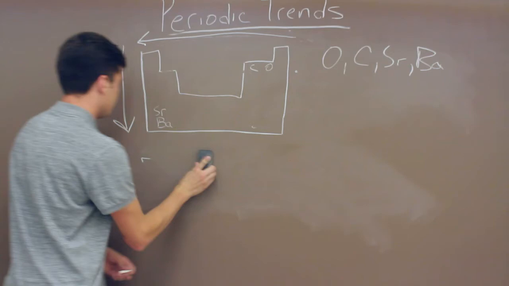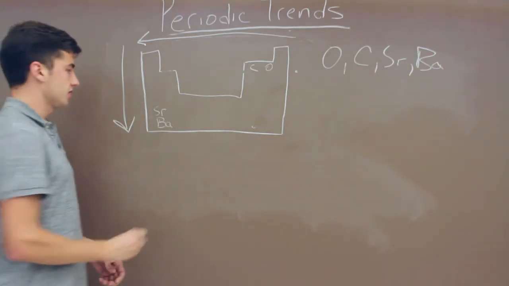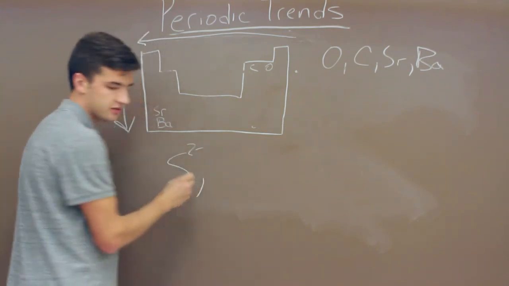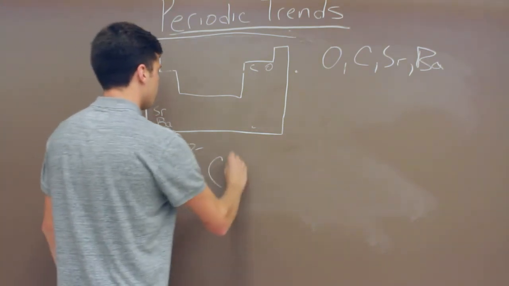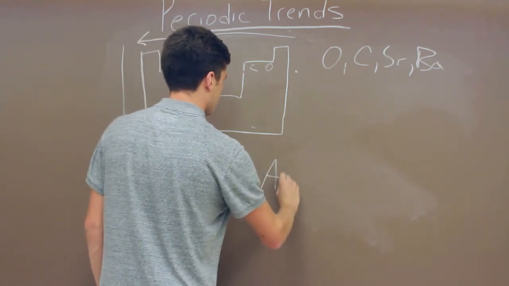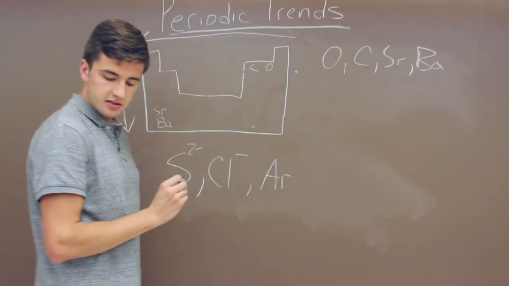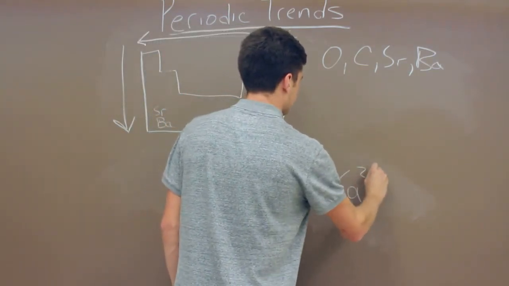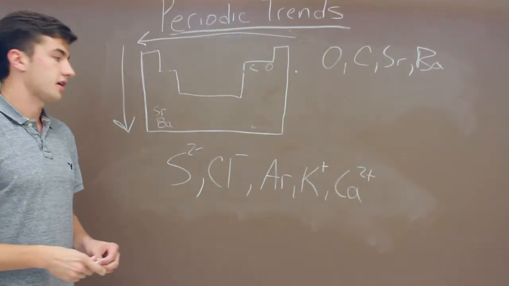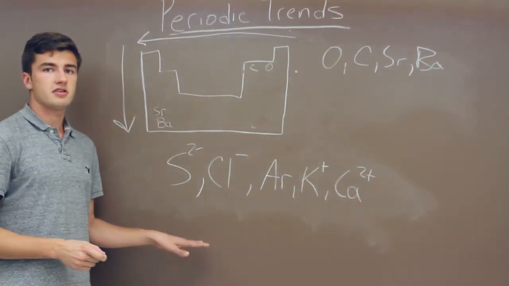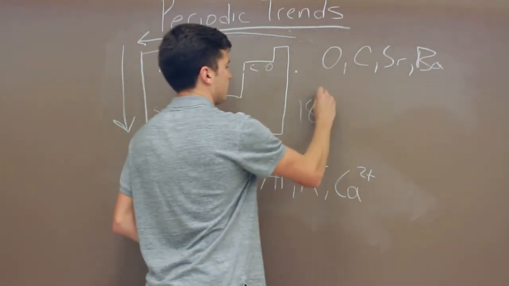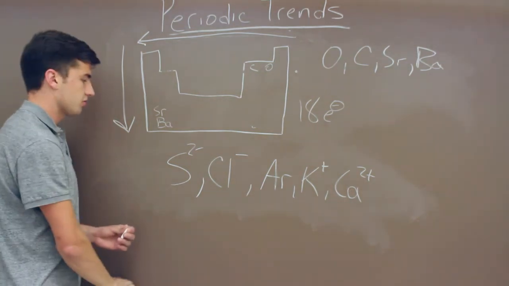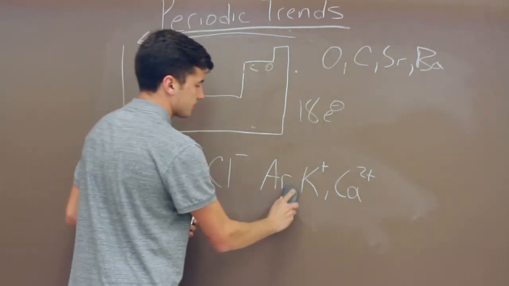Another way to do it is to look at an isoelectronic series. I'll write one on the board now. So you have S2-, Cl-, argon, and then K+, and Ca2+. Okay, so we know that all of these right here have 18 electrons. So the only thing that's different between them that's going to affect their atomic radius is their protons, because they all have different numbers of protons.